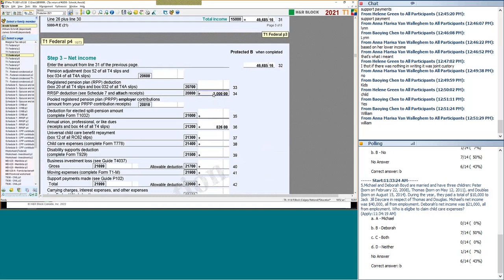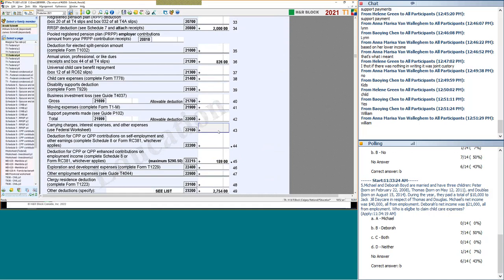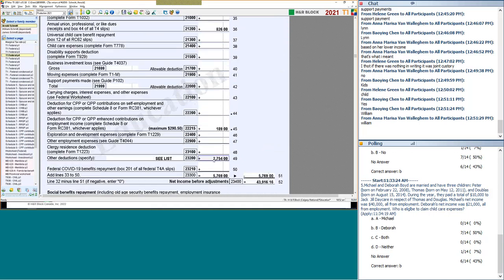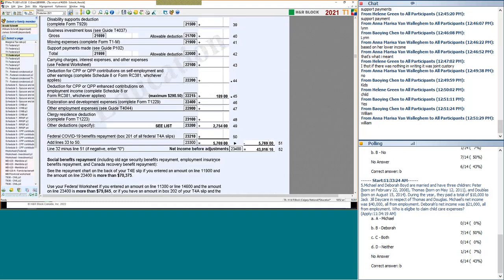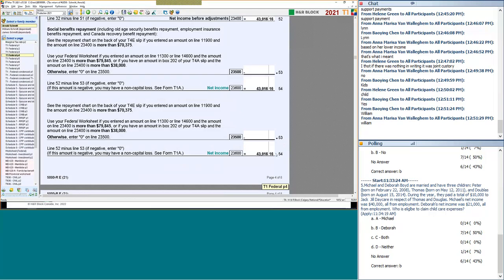For deductions, we're going to do a Schedule 7. The Schedule 7 is going to be very straightforward. He'll get a $2,000 deduction there. We have some union dues. We have some enhanced CPP, and we have the repayment. So the repayment is going to go here on 23200. That gives us net income of 43,916.